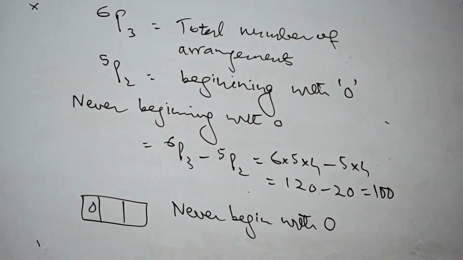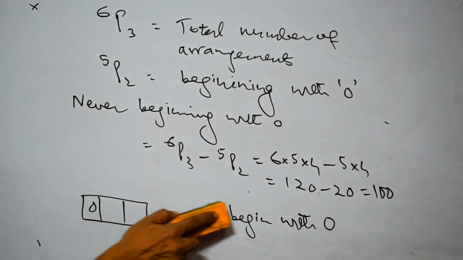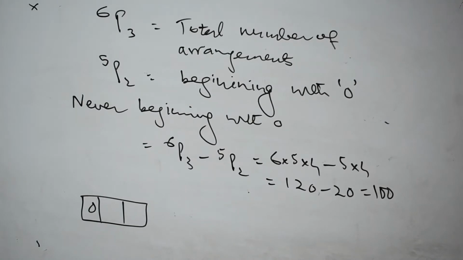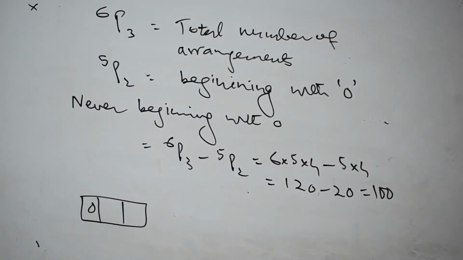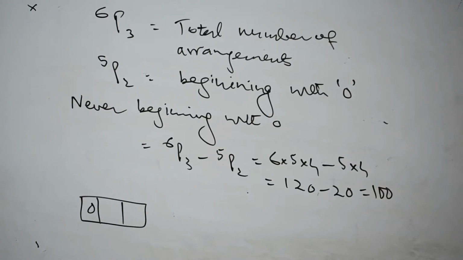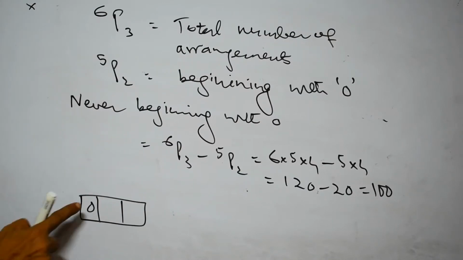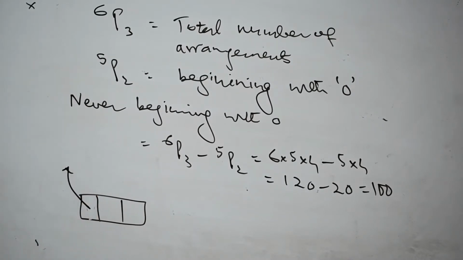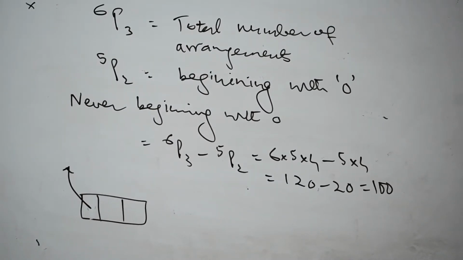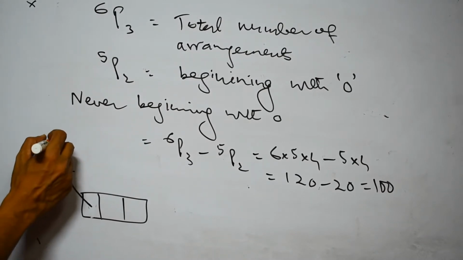In a simpler manner we can do. Perhaps many students will prefer to do it that way, instead of counting the total number of possibilities and then subtracting the possibilities beginning with 0. We can do the first place. If I consider the first place, how many possibilities are we having? Instead of 0, we are having 5.